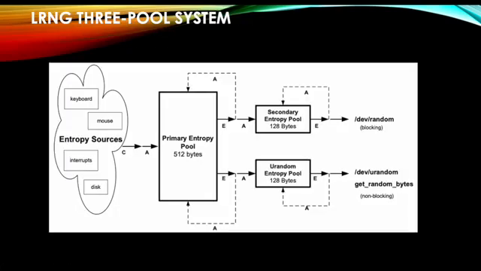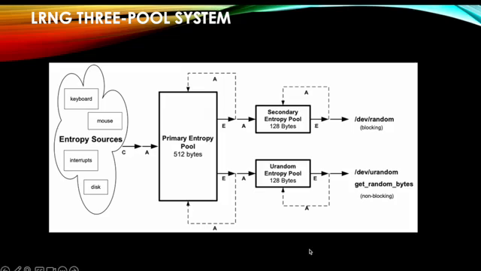The LRNG uses 3 pools of random data, kind of like 3 different dice cups, which are used to produce random numbers. Entropy is essential because it ensures the randomness of the output. The primary pool collects all the random events. The secondary pool provides high-quality randomness for critical operations, and the urandom pool gives us quick access to random numbers when we need them fast.